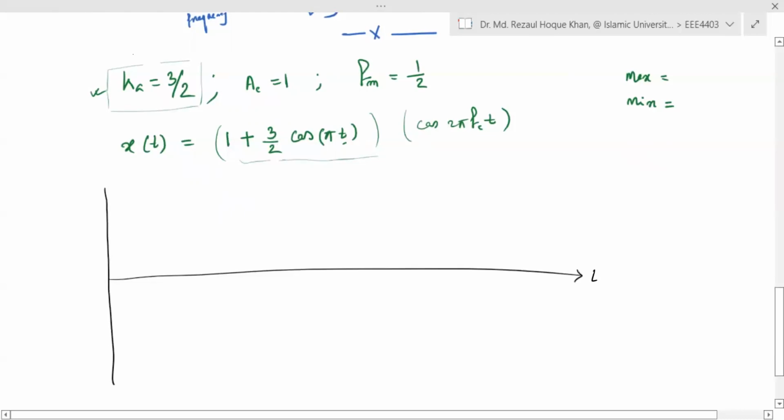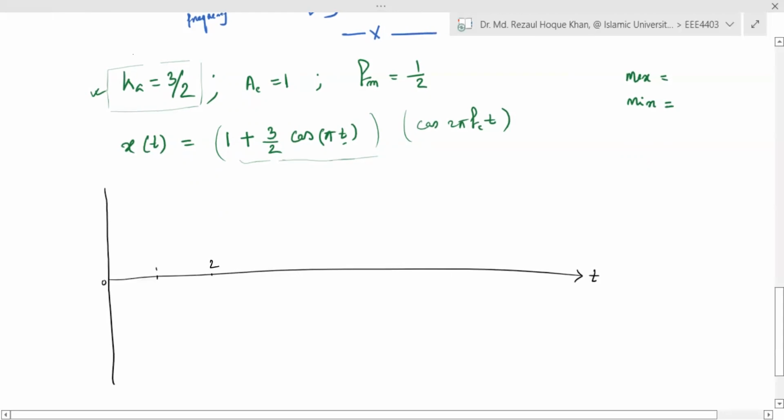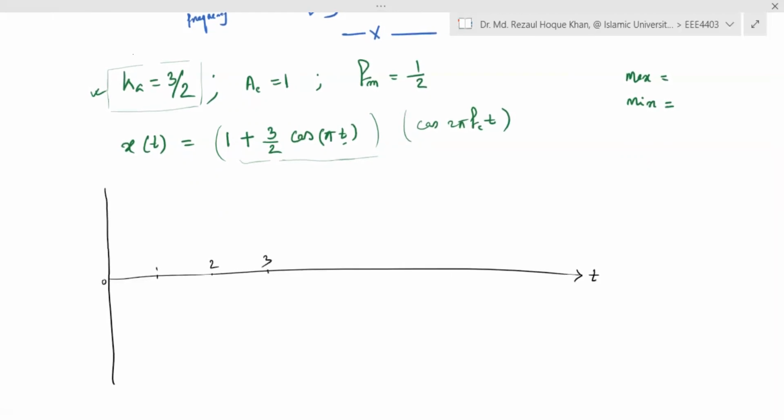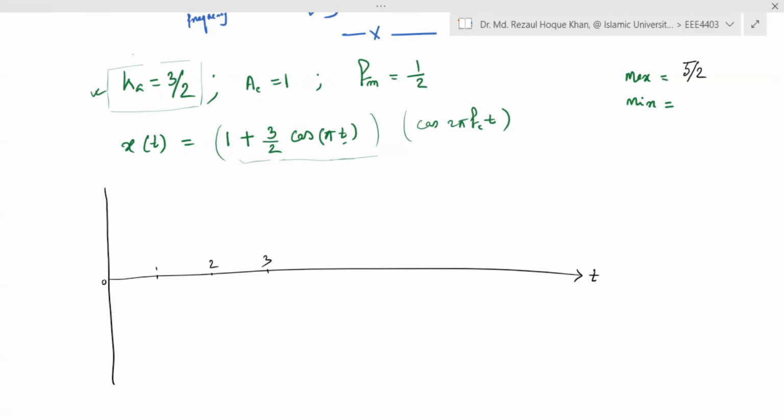We are actually drawing it in the time domain, right? So the maximum value is at t equal to 0. Here t equal to 0, say t equal to 1, say t equal to 2, say t equal to 3 here. Okay, so if t equal to 0, cos 0 degree is 1. So this portion becomes 5/2, which is actually 2.5. And the minimum value will be 1 minus 3/2, which is actually minus half.